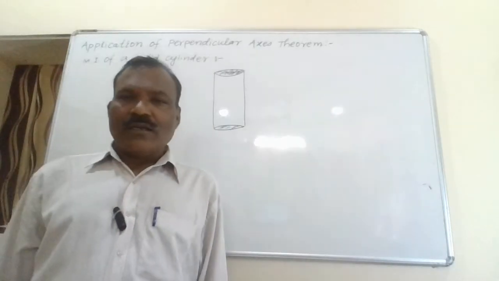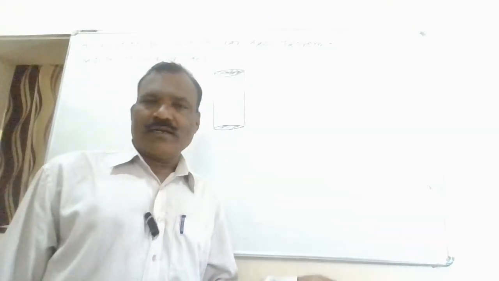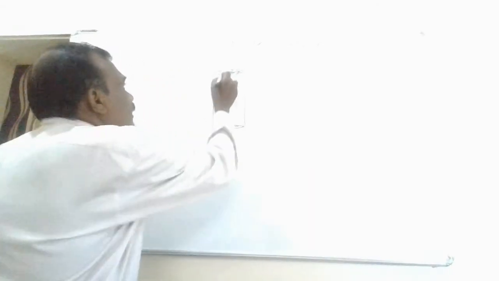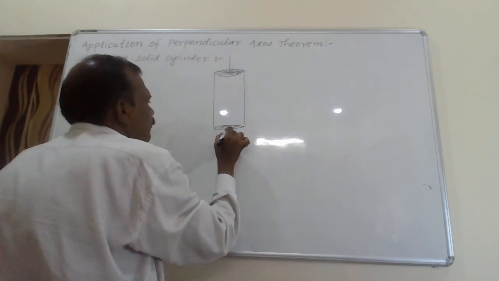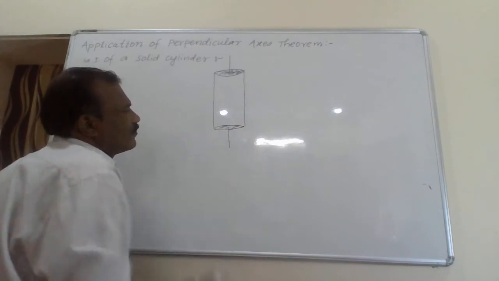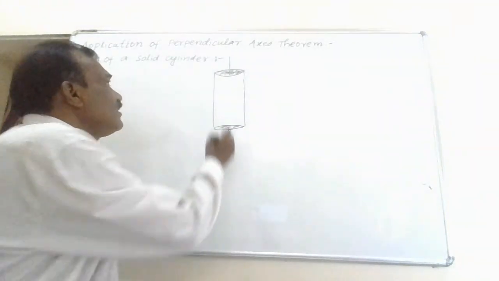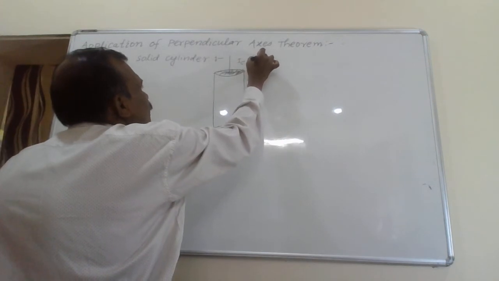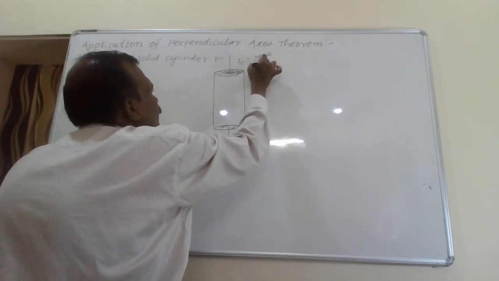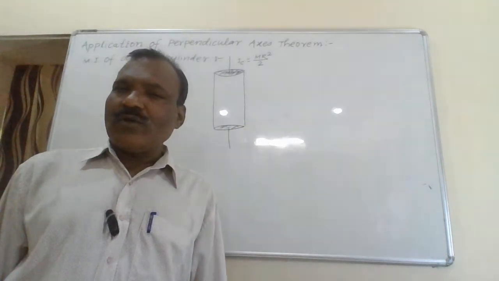For this solid cylinder, you know that the moment of inertia of the solid cylinder about an axis along the axis of the cylinder, this is our axis, is IC, and that IC can be written as equal to MR square by 2 again.